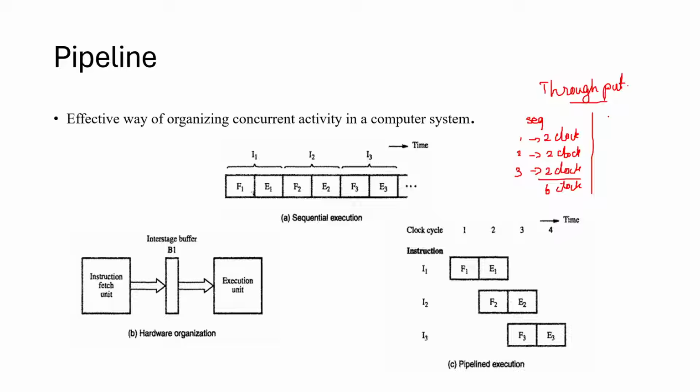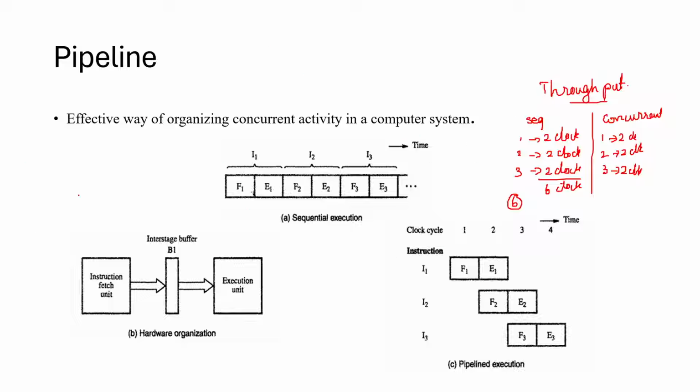If we use concurrent execution, in here also each instruction needs 2 clock cycles, but the throughput is different. Here, for example, the unit time is 6 clock cycles. Within a 6 clock cycle unit time, we can execute 3 instructions in sequential execution. But in concurrent, it will be different. We will see how it increases the throughput.